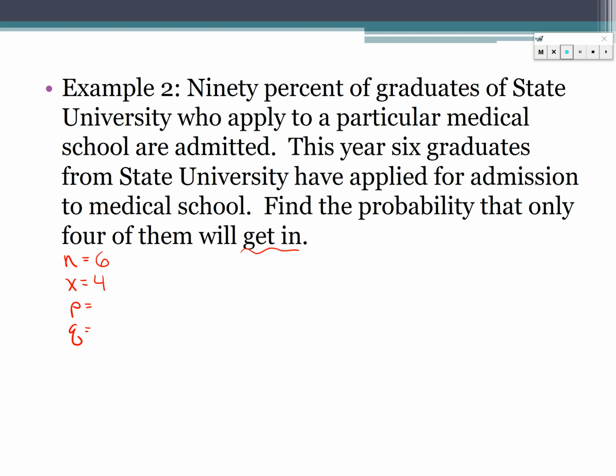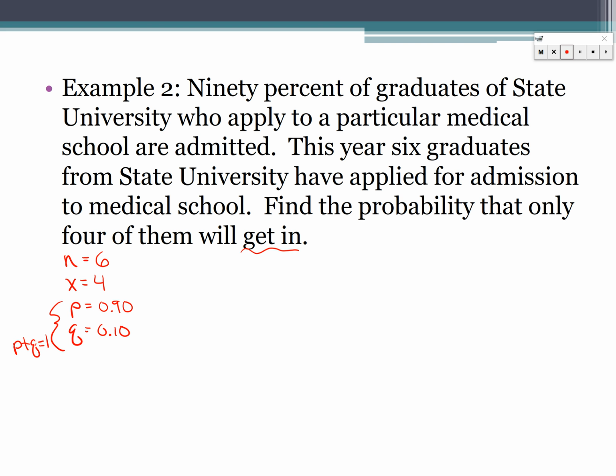Lowercase p is the probability of success. So the probability of getting in is 90%. Which means the probability of failure, which would be not getting in, is 10%. Remember, P plus Q has to equal 1 because there's only 2 possible outcomes. So the probabilities together have to equal 1.